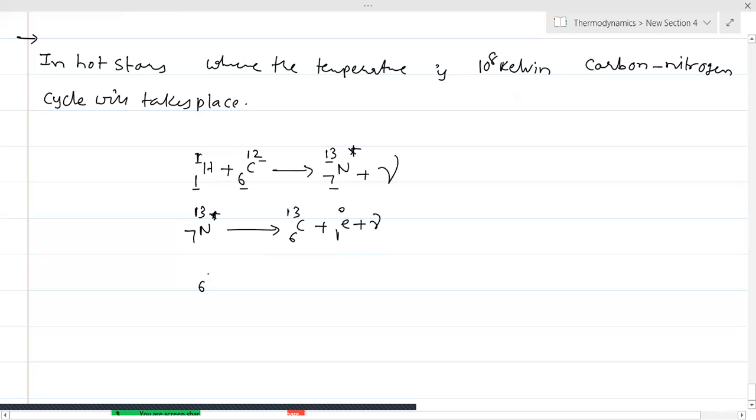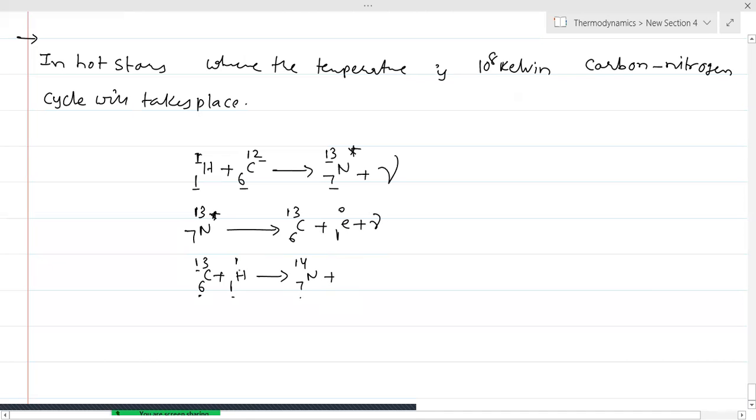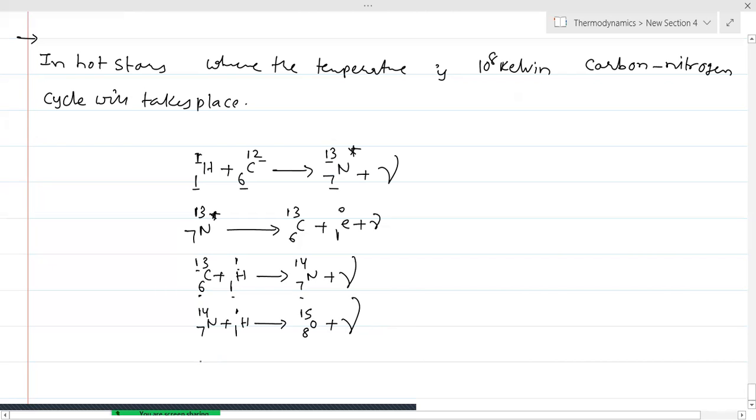And this 6 carbon 13 again combines with 1H1 and gives rise to 7 nitrogen 14 plus gamma ray. Charge is conserved, we can see, and the mass is also conserved. And the 7 nitrogen 14 again combines with 1H1 and gives rise to 8 oxygen 15. Everything is conserved. We have gamma ray, and this 8 oxygen 15 is in the excited state.